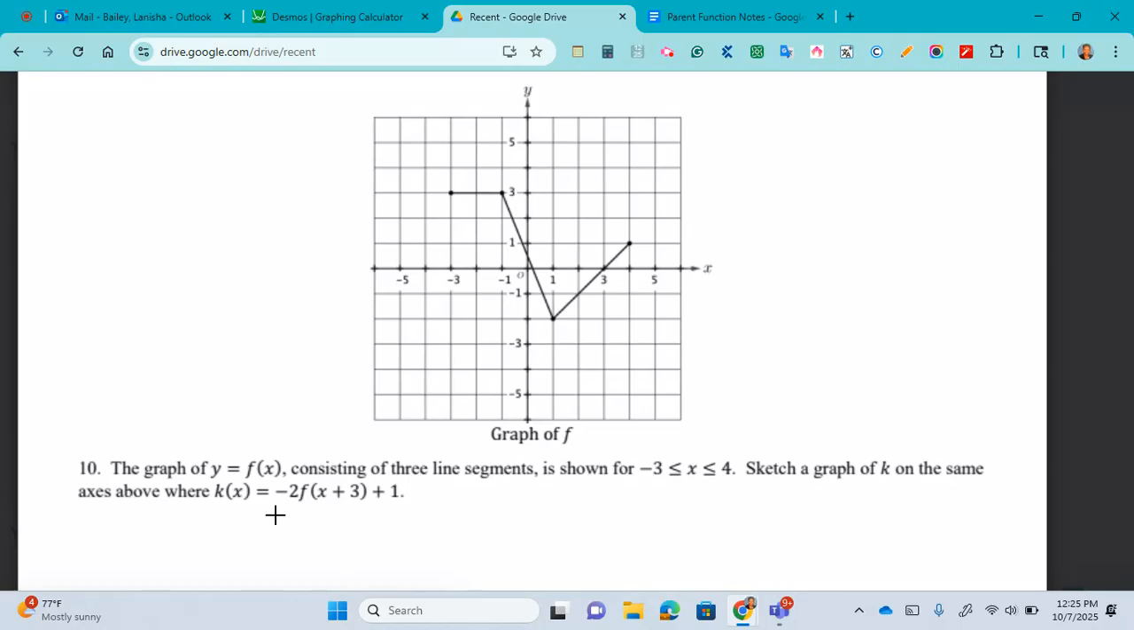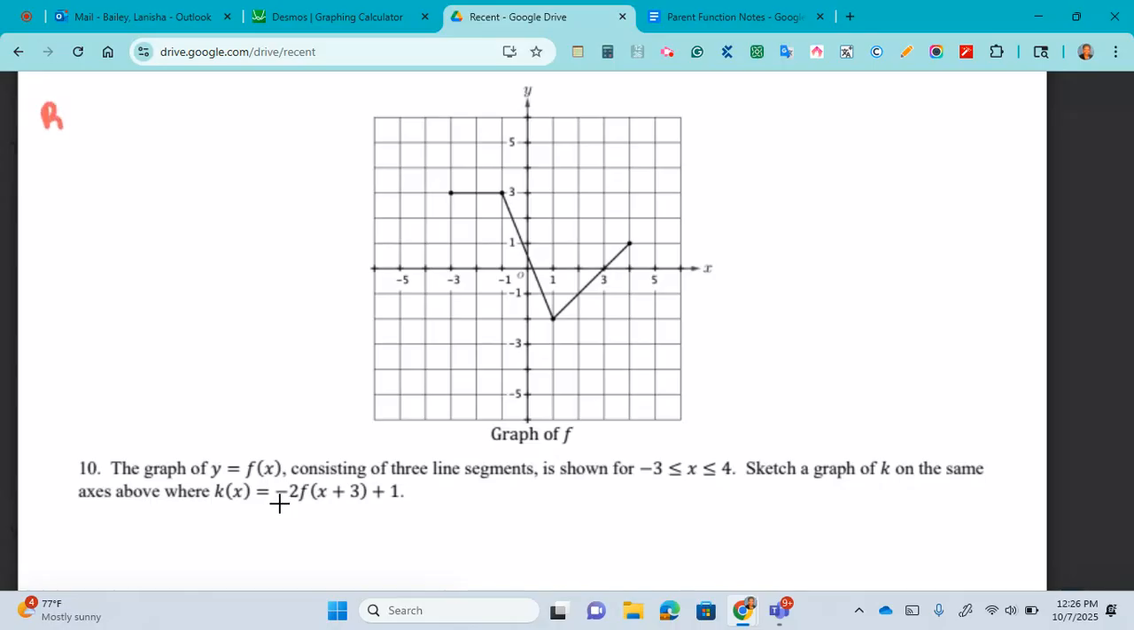Well, first, let's go in order. We have this negative in front of the function or the x? That's the function. All right. Across the x-axis. Reflect across the x-axis. Excellent.